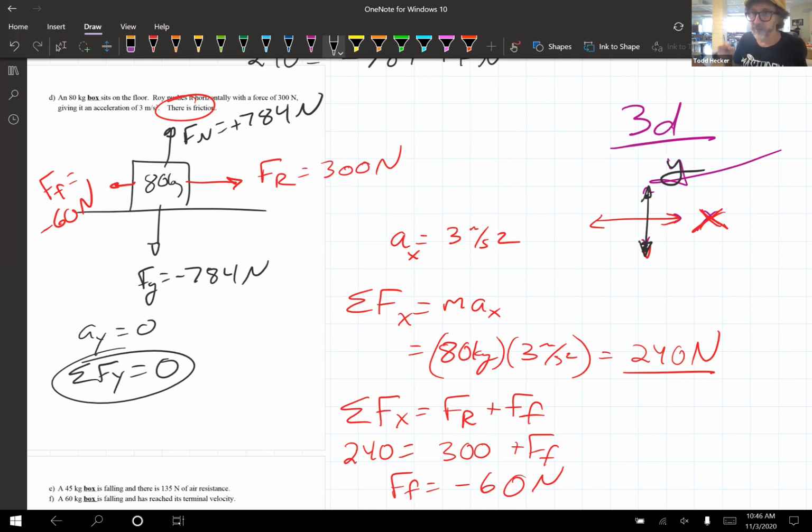Please notice your free body diagram includes all of the forces acting on an object. So even though these two forces don't really affect the motion of the box, we still have to include them in our drawing because they are forces acting on the object.